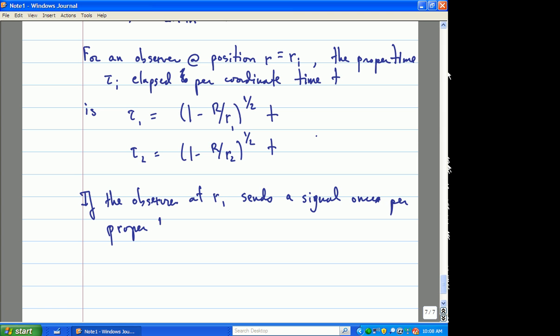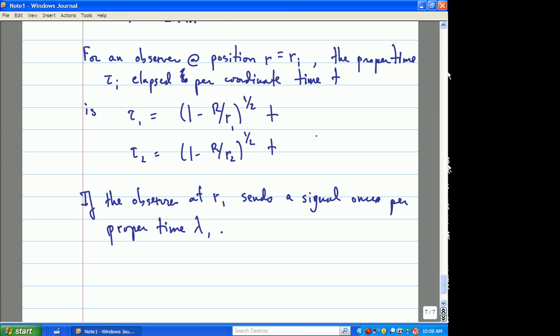lambda 1. So after a proper time lambda 1 elapses according to my clock sitting here at R1, I will click on my flashlight and then click it off again. So I'll send a signal once per proper time lambda 1. And that will occur once per coordinate time t, where t is related to lambda 1 by this factor 1 minus big R over little r1 to the 1/2 power.